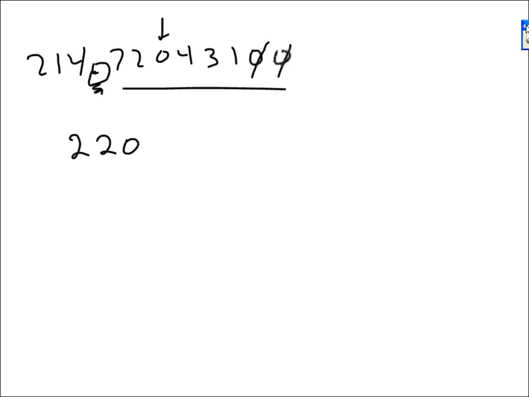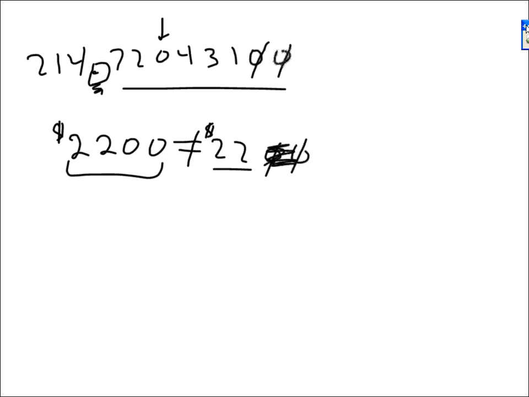In other words, 2200 is not, oh, I don't need the zero. It does not equal 22. If somebody owes me $2,200, I would not accept $22. I'll accept $2,200 bills, also known as 2200. But I wouldn't accept 22. I would feel cheated.